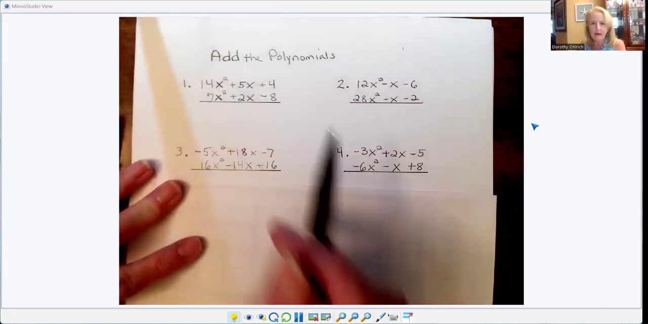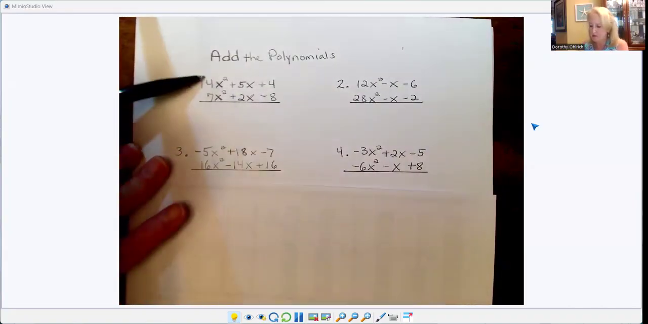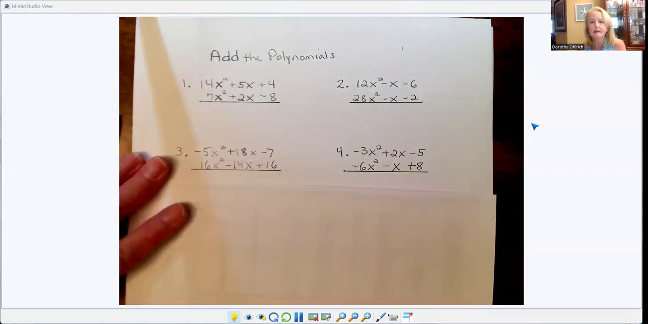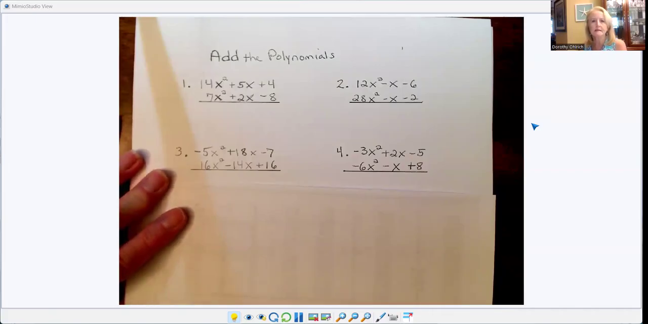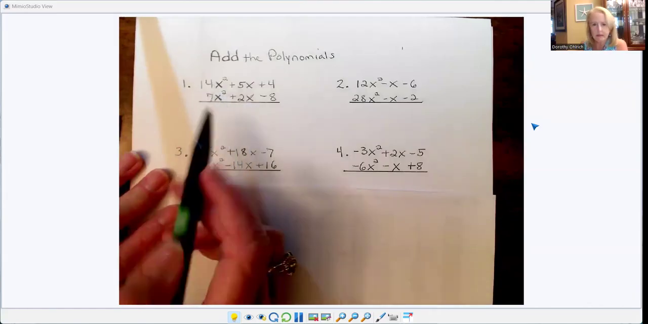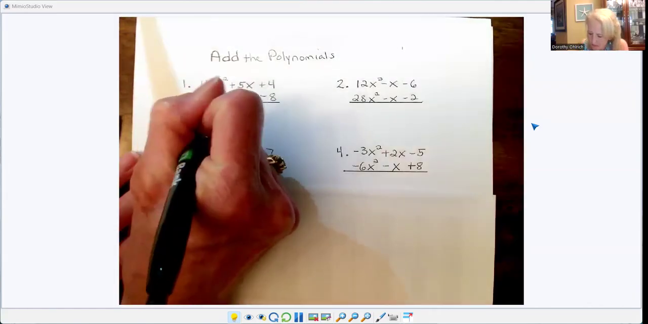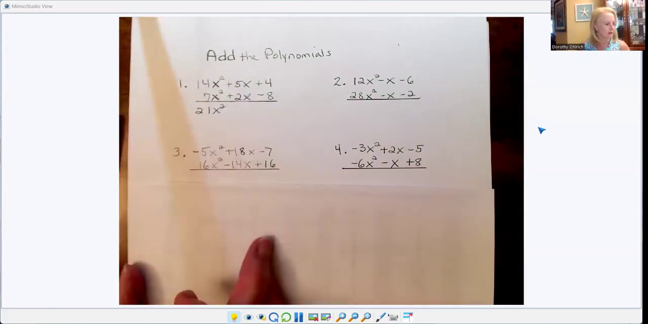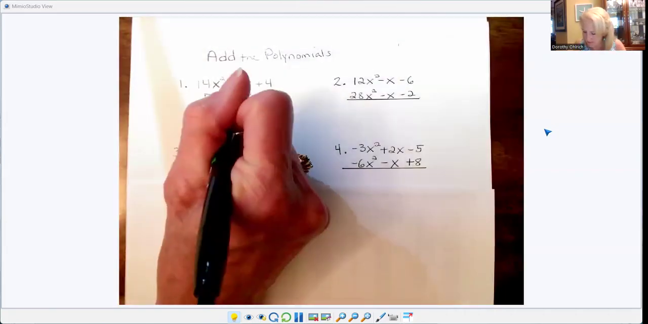We're going to add polynomials, and because these are all x squared plus an x term plus a constant, we can just add them straight down. When you add them, it's the same thing as combining like terms. 14 plus 7, 21x squared. I strongly recommend that you use the calculator to double check your work, but for now, we're going to just add them going down.